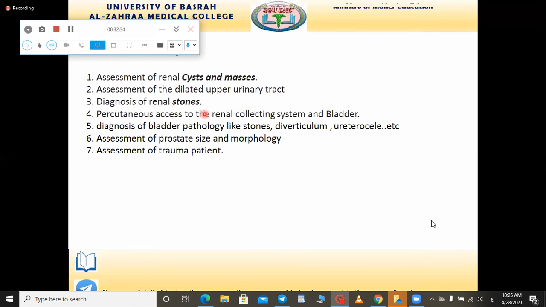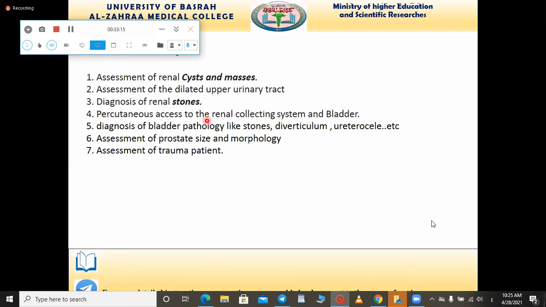Assessment of renal cysts and masses. We can easily diagnose renal cysts and masses by use of ultrasound. It does not give us the whole characteristics of the masses, but it can help in their assessment. Second, in the assessment of the dilated upper urinary tract. If the urinary tract is dilated, that means there is a pathology, there is a disease, so this dilatation is easily diagnosed by ultrasound. Third and most important, diagnosis of renal stone. Almost all stones can be diagnosed by ultrasound.